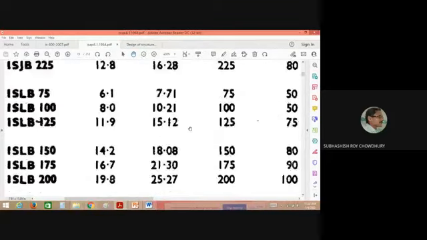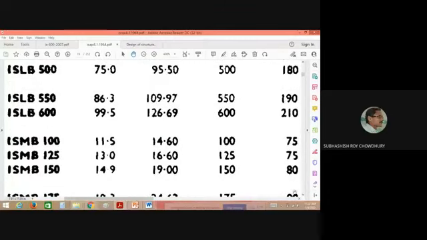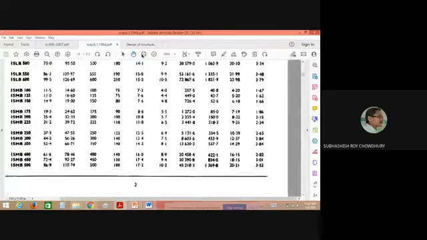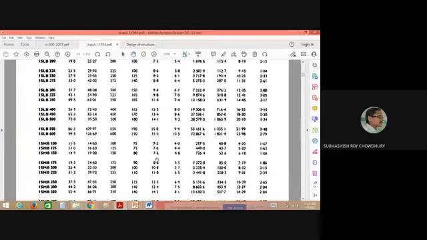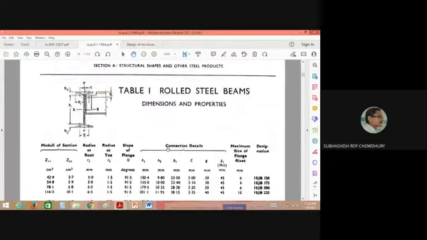Let me tell you. Just a minute. This is page number 2, the page at the left side, and after that, this is page number 3.